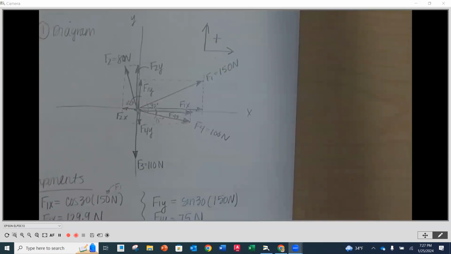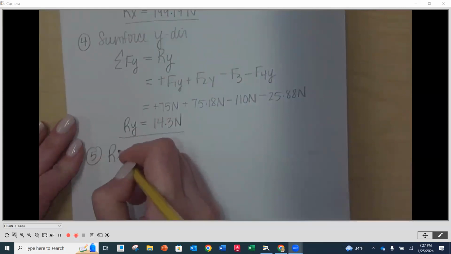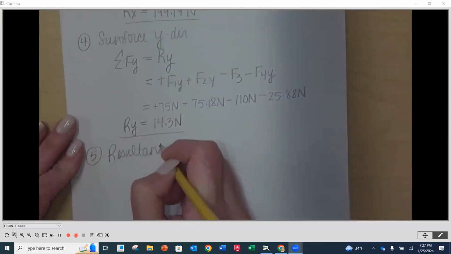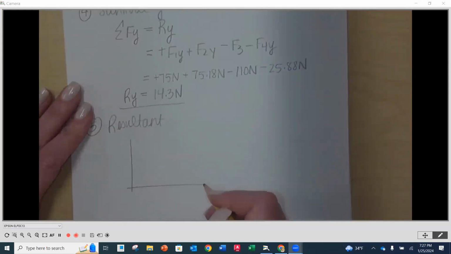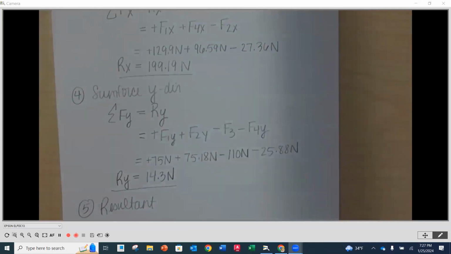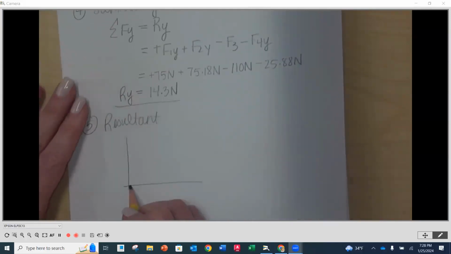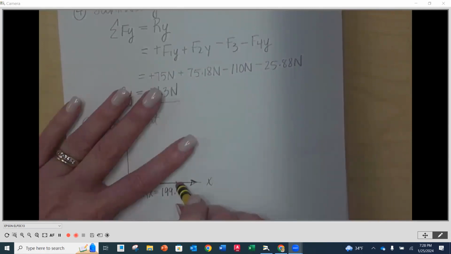Okay. So now what we're going to do is draw these 2 components. So step number 5 is going to be our resultant. All right. So we're going to draw a Y axis and an X axis. Now, as we look here, you'll notice that our X is much longer than our Y. So you don't have to draw this to perfect scale, but you want to be proportionate, okay? So we know that the X is much longer. So I'm going to draw this almost to the end here. Okay, this is going to be my X axis. This is going to be my Rx is equal to 199.19 newtons.